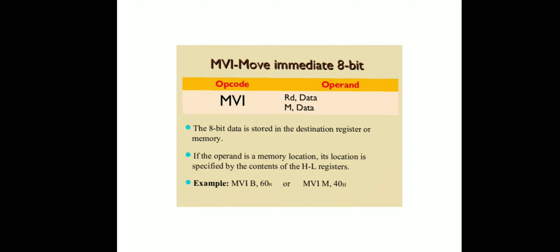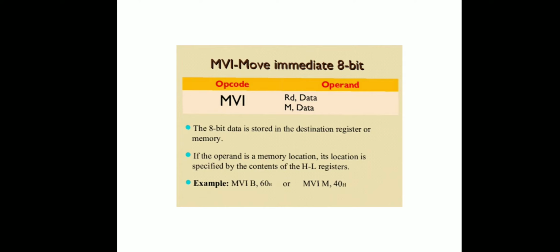Move immediate, MVI, 8-bit data. In this, the operand is 8-bit data with a register. The 8-bit data is stored in a destination register or memory. For memory, again the memory location is specified by the HL pair register.